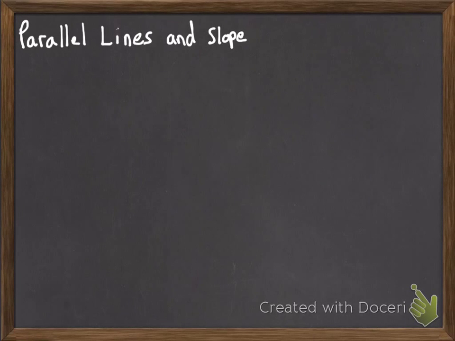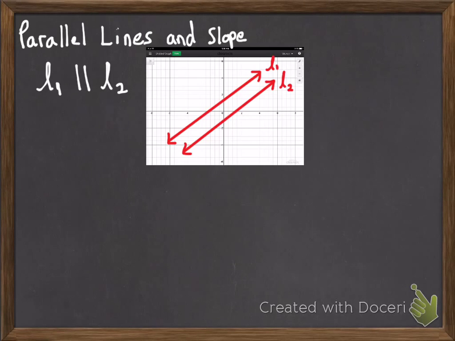Okay, the third way that we can find slope really could be divided in two ways if you wish, but it relates to certain types of lines. And so we want to look at how parallel lines and slope relate. The notation for parallel is two double bars. Here I'm writing L1 is parallel to L2, using a cursive L. And there's a picture of two parallel lines.